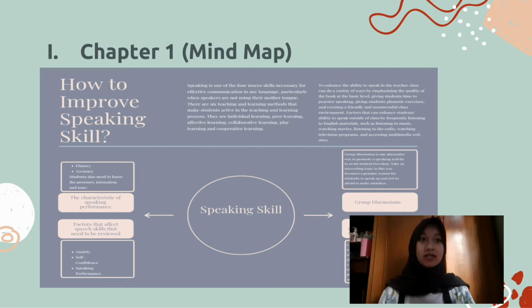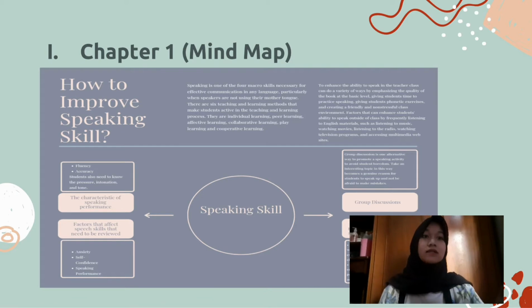Group discussion is one alternative way to promote a speaking activity to avoid student boredom. Taking an interesting topic in this way becomes a genuine reason for students to speak up and not be afraid to make mistakes. And there are 2 learning models that can enhance students' ability to speak.